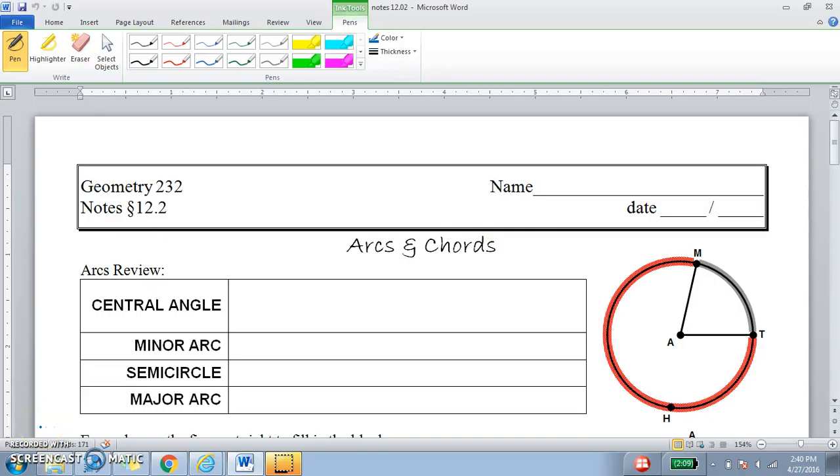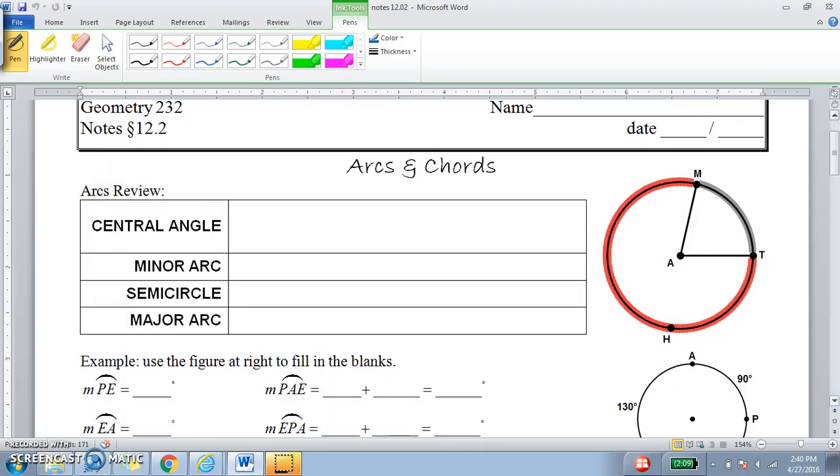This is geometry, section 12.2, arcs and chords. So we've already learned a little bit about both of these things, so this is really just a little bit of review and then a couple new theorems that have to deal with arcs and chords, which we already have learned about. So first thing that we need to talk about is a central angle.